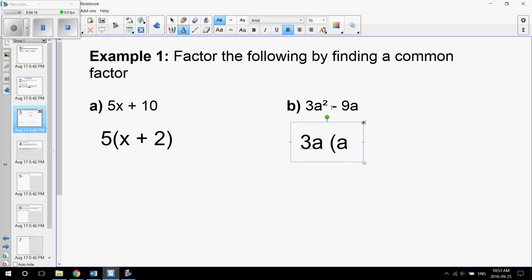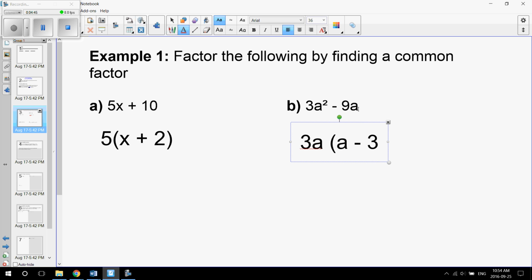Then let's look at the second term here. We have a negative 9a. Remember that the sign in front of the number also always has to stay with that number. So it's not just 9a, it's a negative 9a. That negative sign has to stay with that number. So we have negative 9a divided by 3a. Again, start with the numbers. Negative 9 divided by 3. You should have negative 3.